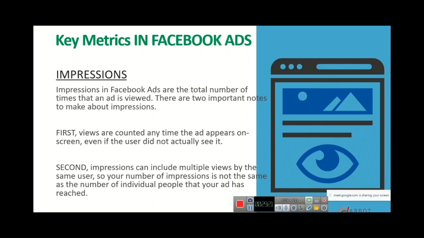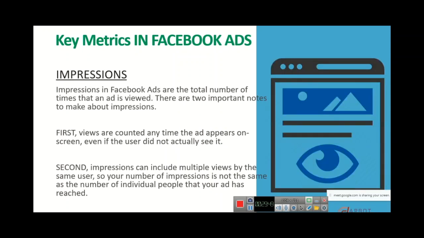What this means is that if you see an ad on Facebook once, that's an impression. If you see it twice, the impression is 2 times. If you see it 3 times, the impression is 3 times. So your number of impressions is not the same as the number of individual people that your ad has reached.